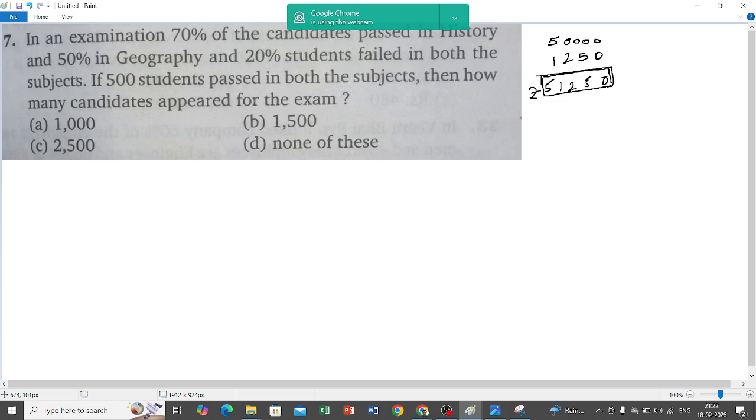Sir, okay, 1250. Right, 1250 is the right answer. I am doing it. In an examination, 70% of the candidates passed in history, 50% in geography, 20% failed in both. So it's a clear sum based on Venn diagram.